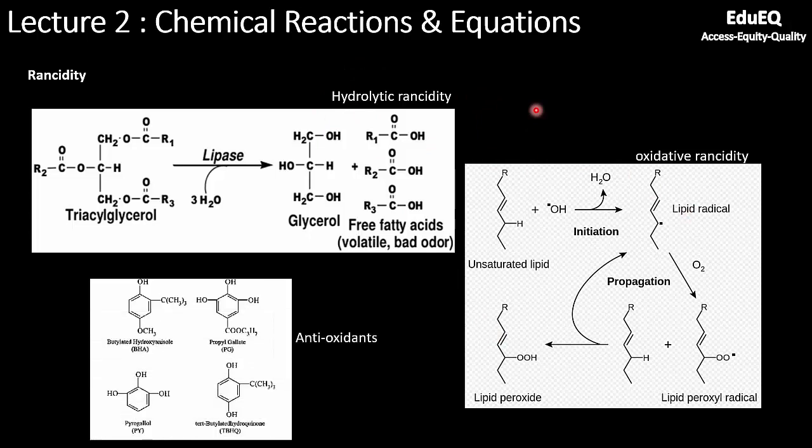So some of the antioxidants that we discussed: this is BHA, this is propyl gallate, this is pyrogallol, this is TBHQ. All these compounds you must have seen in your organic chemistry. Maybe you are not aware that these are the names of these compounds, but these are pretty important compounds and are used as antioxidants in fats.